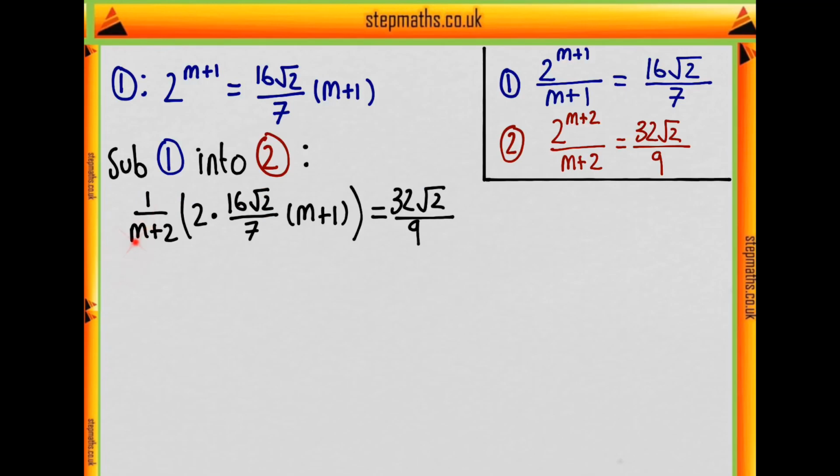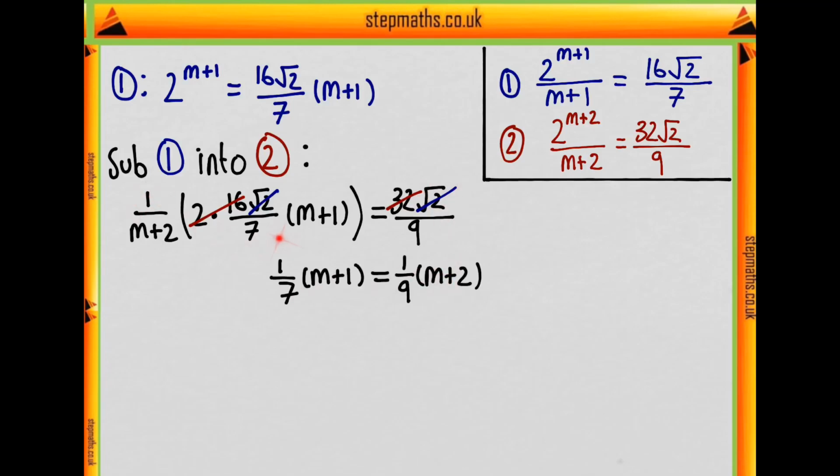So we get 1 over n plus 2 times 2 times 2 to the n plus 1, right? This is the 2, and this is the 2 to the n plus 1. We want to sub in 16 root 2 over 7, lots of n plus 1, and we know this is equal to 32 root 2 over 9. Now, this looks a bit of a mess, but a lot cancels. 16 times 2 is 32, so this will just cancel with this 32. Similarly, we can get rid of the root 2's. Once we've cancelled all that and rewritten our equation, we get to this.